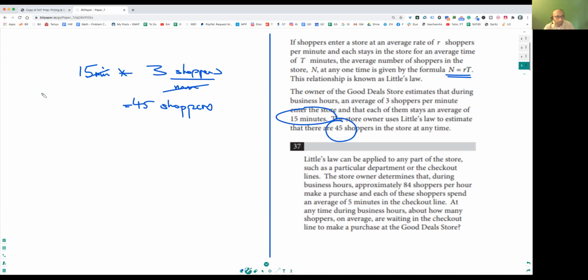What practice test is this from? Let me tell you what it is. It's from number 3. Probably the last 2 or 3 problems from number 3. Okay, so this is practice test number 3. All right.